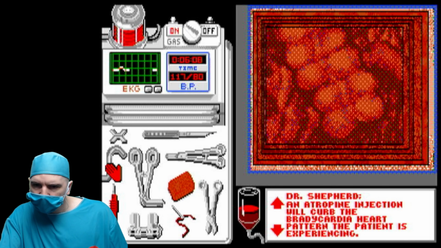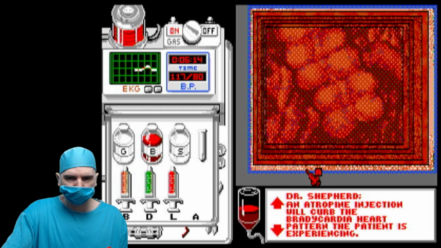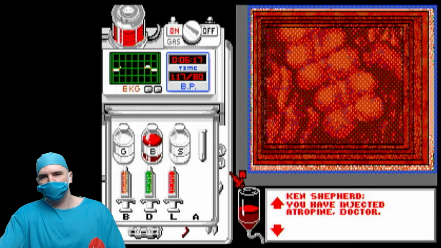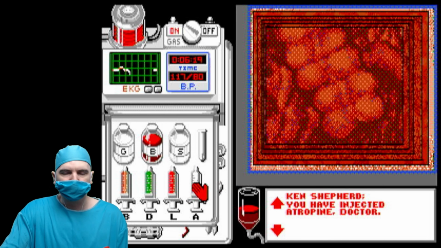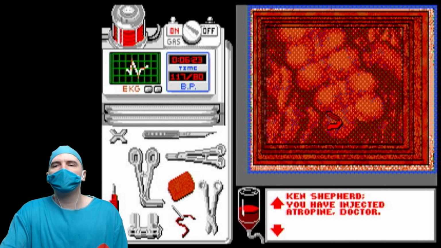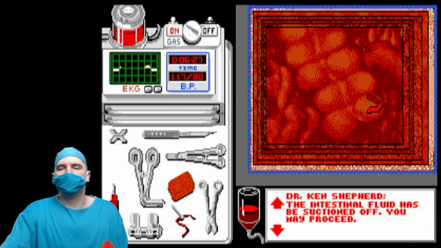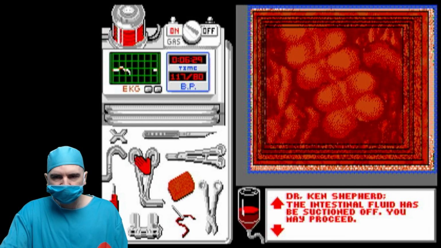An atropine injection will curb the bradycardia heart pattern the patient is experiencing. Atropine is what we need here. Thank you. I appreciate that. Make sure you inject it into the right part, not direct into his intestine. You have injected atropine, doctor. Where I was making mistakes years ago. So we suction out all those excess fluids. The intestinal fluid has been suctioned off. Yes. You may proceed.